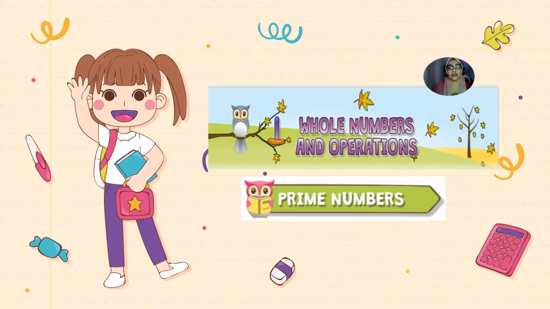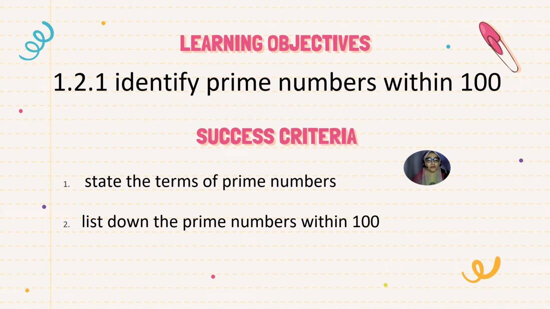Okay, so our topic for today is prime numbers. Let's look at the learning objective. At the end of the lesson, you will be able to identify prime numbers within 100. The success criteria are: first, state the terms of prime numbers, and second, list down the prime numbers within 100.